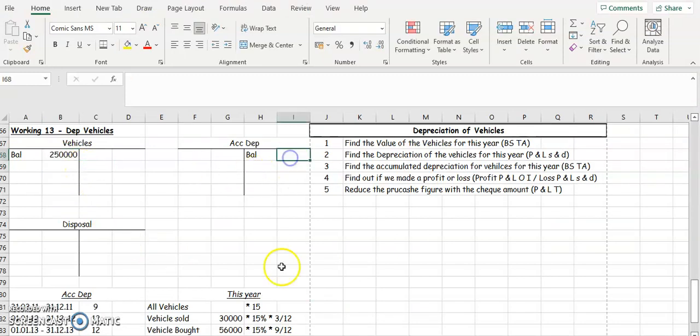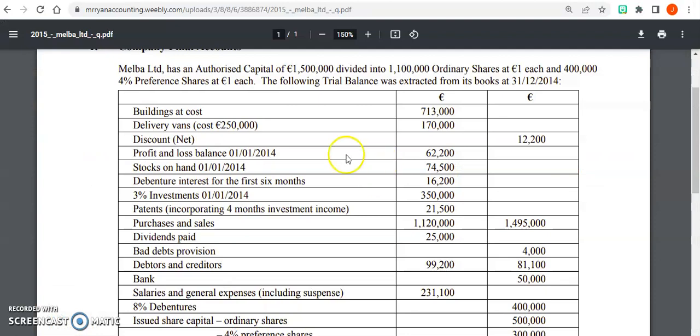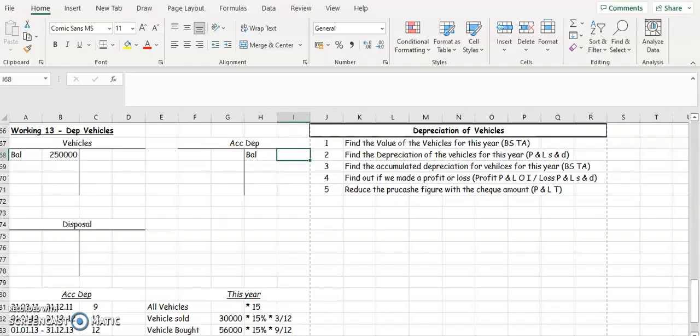Now to find out what is the cumulative depreciation. So back to our question. It's now valued at 170,000. So there's a difference. That difference of 250 and 170 is your depreciation. So 80,000 now is your cumulative depreciation.